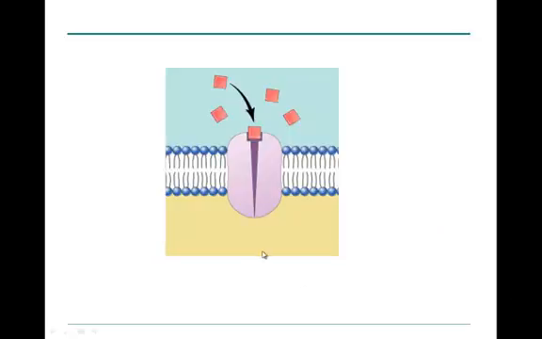So let's orient ourselves here. The yellow is the interior of the cell. This aqua color is the outside of the cell. You can see the lipid bilayer, and you can see our carrier protein, the purple blob here. The little red squares are the solutes, which are being moved down the gradient with facilitated diffusion.